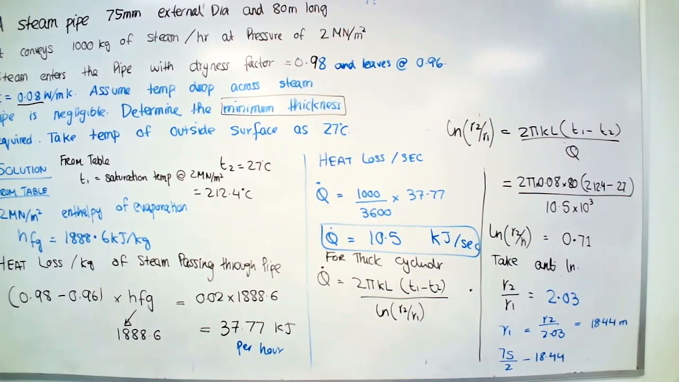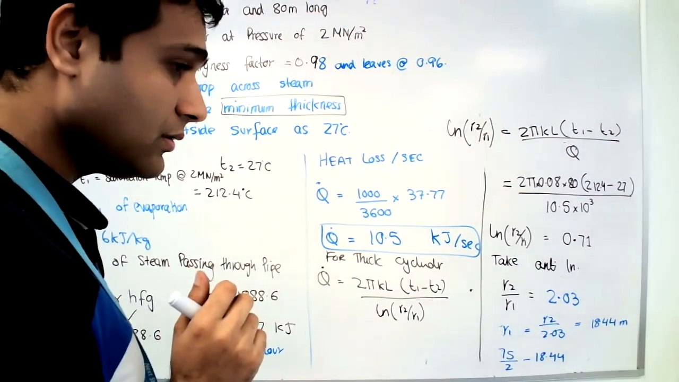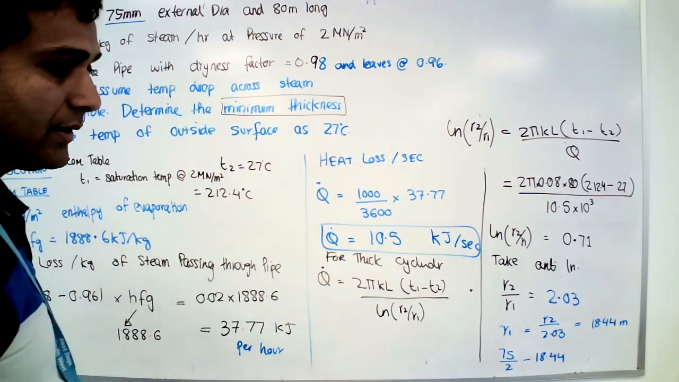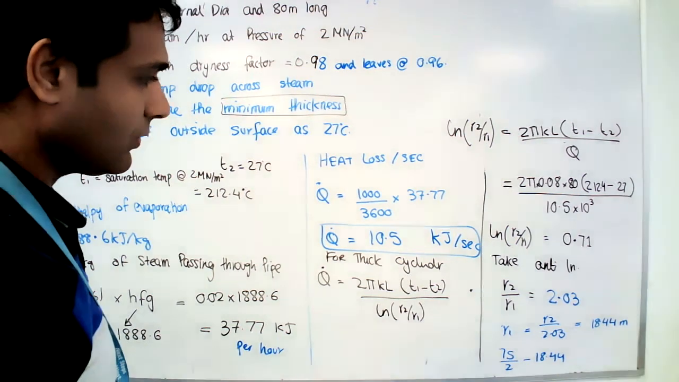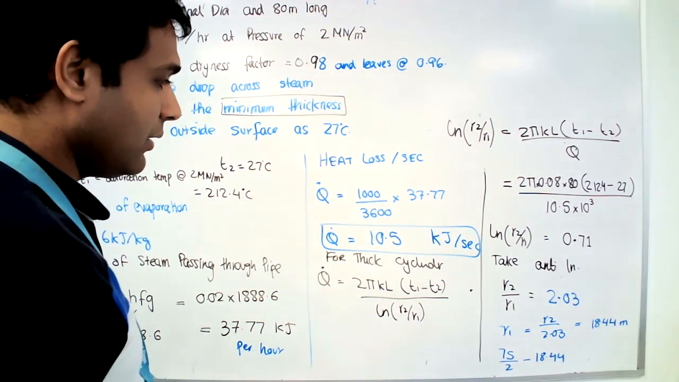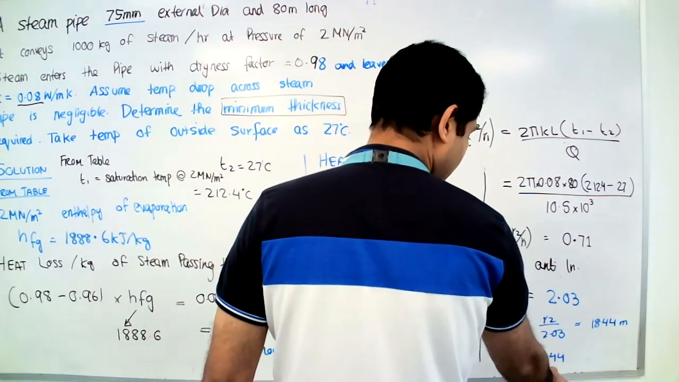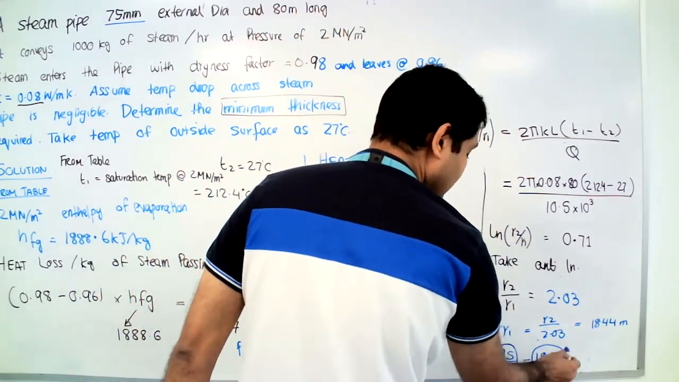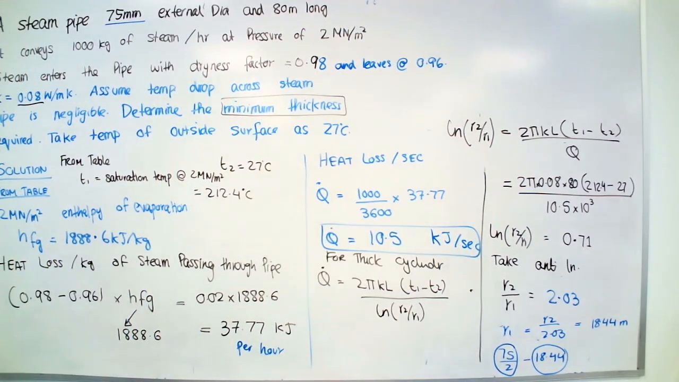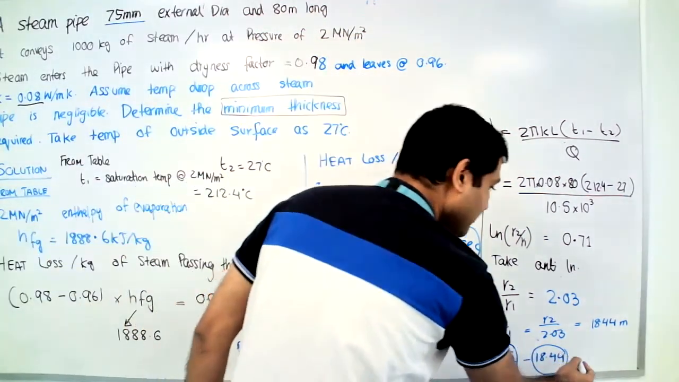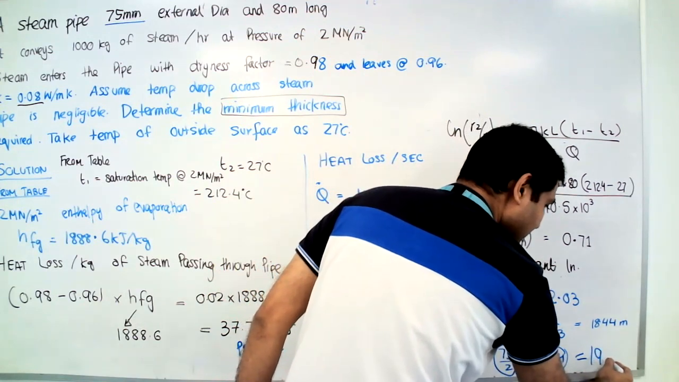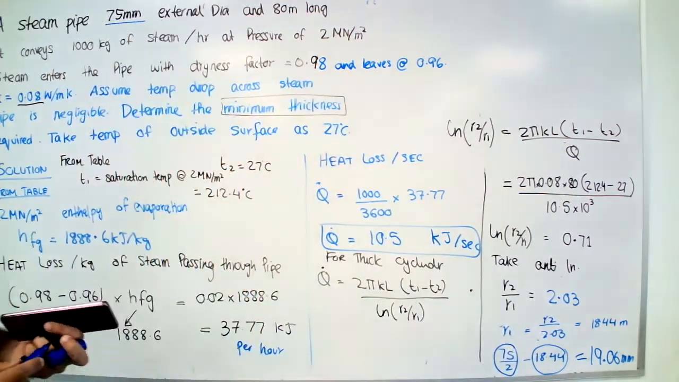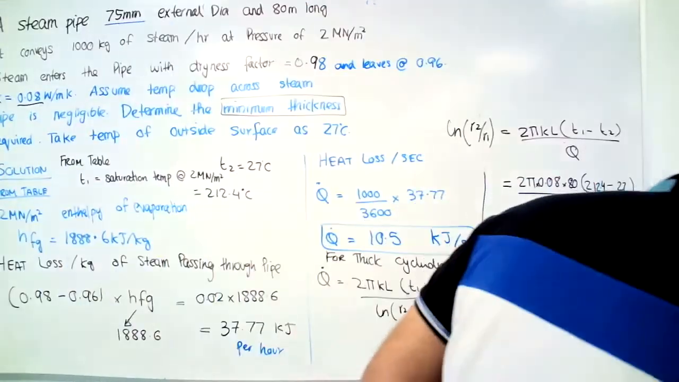Yes, so R1 is R2 divided by 2.03. R2 is here, 75, but you need to actually convert that. And that will give you the value of the R1. Just put that in, and then for the thickness, the outer minus the inner radius, and that will give you the thickness. What's the answer we got? 19.06. That's 19 millimeters. Yeah, that's sensible. 19 millimeters.